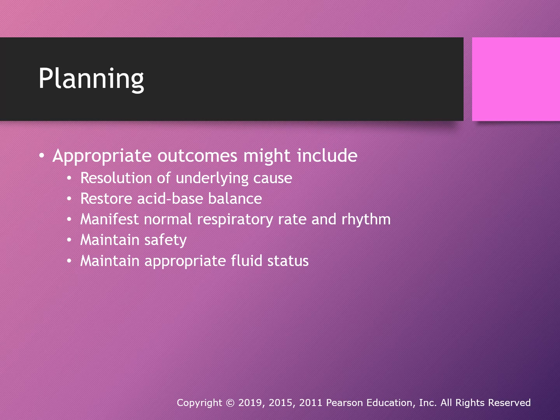Planning. Planning for the patient with respiratory alkalosis involves identification and treatment of its underlying cause and the restoration of acid-base balance. Appropriate outcomes include resolution of the underlying cause and that the patient will manifest normal respiratory rate and rhythm, maintain safety, and maintain appropriate fluid status.